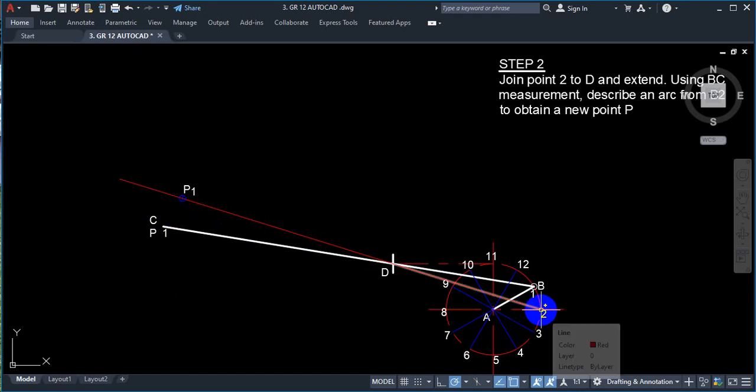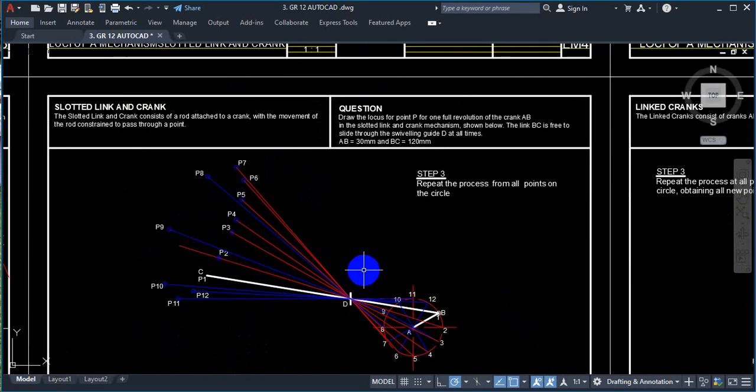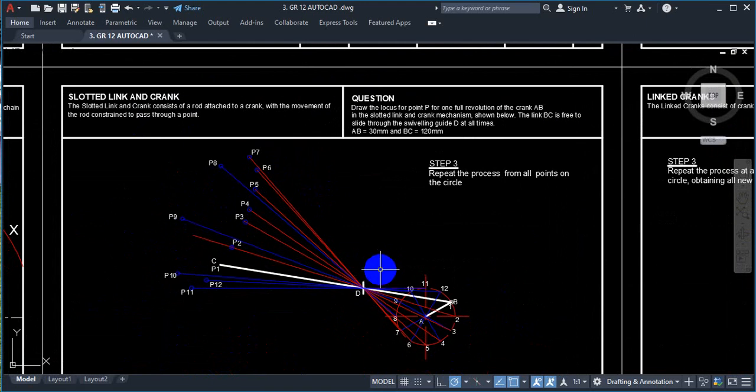Place your compass on 2, scribe to get P1. So this is what you do. You repeat that process until you have this.